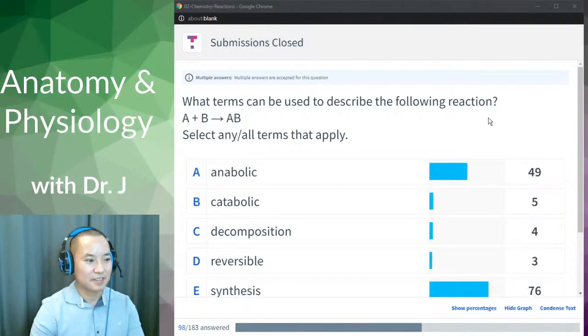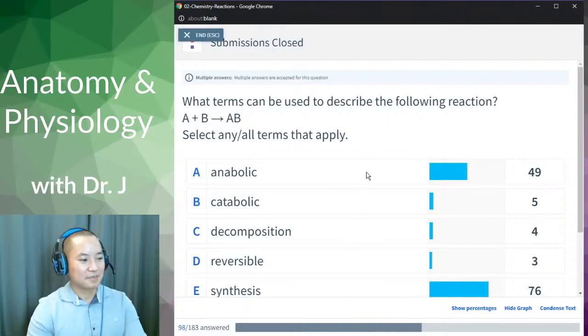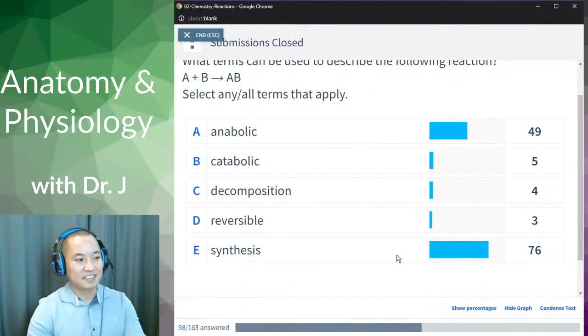And okay, whether it's anabolic or catabolic. Most of you were kind of split. A lot of you said it's a synthesis reaction. Again, you're making a new relationship. You're making a new bond. It is a synthesis reaction.